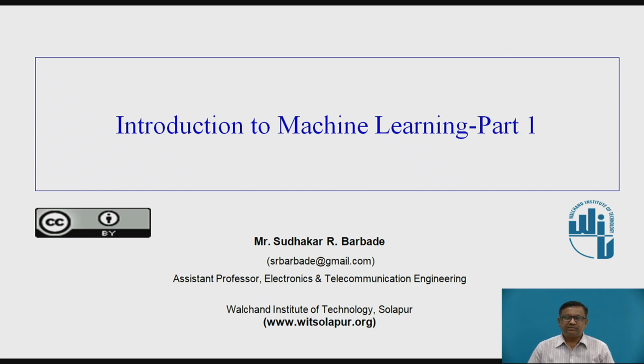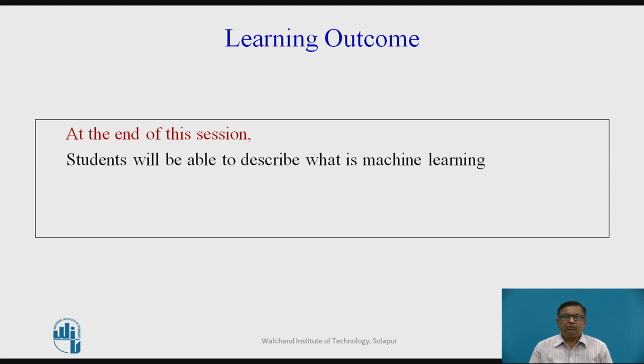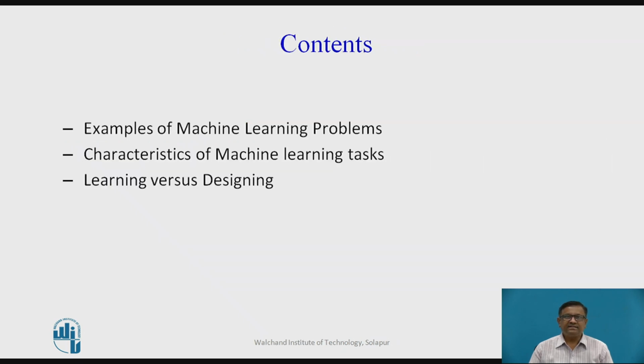This is the first part where we are going to study an introduction to machine learning. Learning outcome: at the end of this session, students will be able to describe what machine learning is. Contents: we will be discussing some examples of machine learning problems. Then we discuss some important characteristics of machine learning tasks, and finally we will discuss learning versus designing.